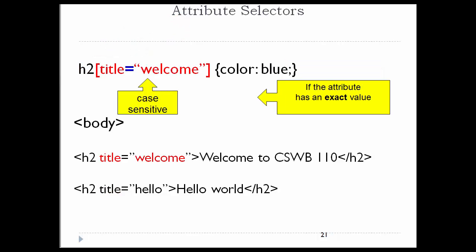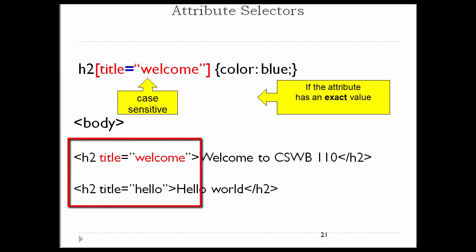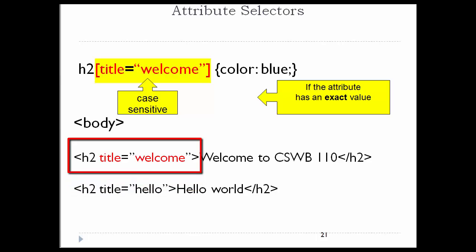We can further refine conditions for attribute selectors. If you look in the body section, we have two title attributes: title equals welcome and title equals hello. In our CSS section, we have H2, title equals welcome. So this would be a match for the title whose value is exactly welcome. Notice that it is case sensitive, so it would only apply to the first.